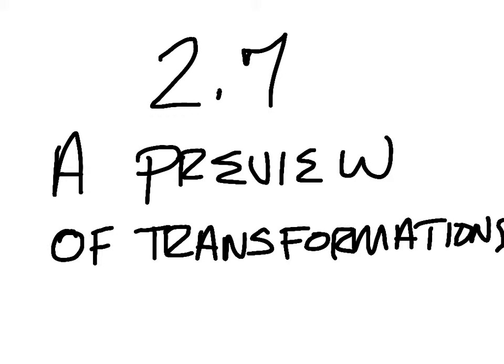2.7, this is a preview of transformations. You have to understand very basic movements given some changes to a basic function. So here are some examples.